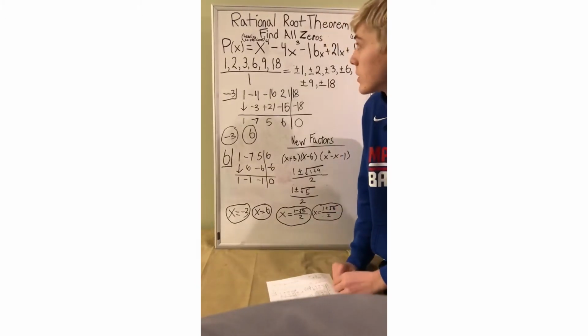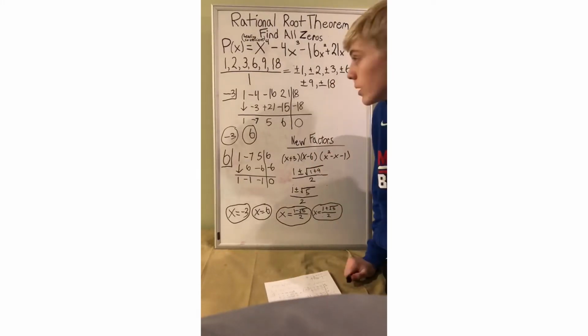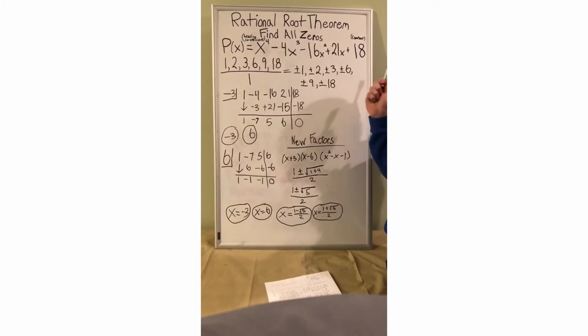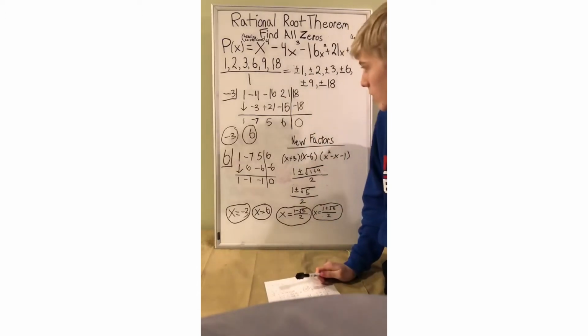Hello, my name is Evan Brown, and I'm going to teach you how to factor out to find all the zeros using rational root theorem. Basically, rational root theorem is when you look at an equation and take the constant over the leading coefficient to find out all of the possible roots of the equation.